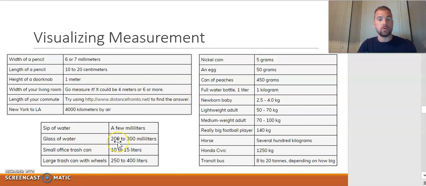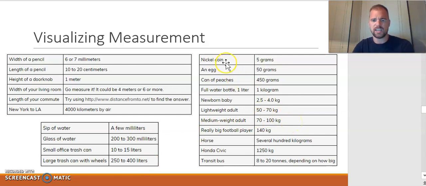When it comes to volume, a little sip of water is a few milliliters. Whereas if you were talking about a glass of water, that's about 200 to 300 milliliters. A large trash can with wheels is about 400 liters. So these are just giving you visualizations as to how large a unit is.